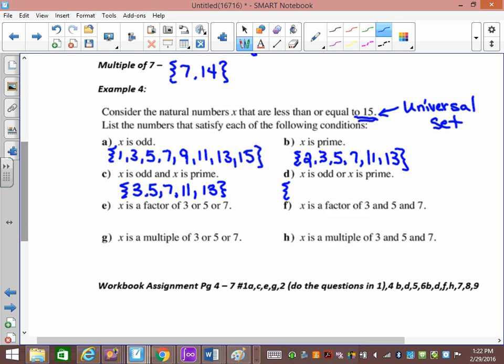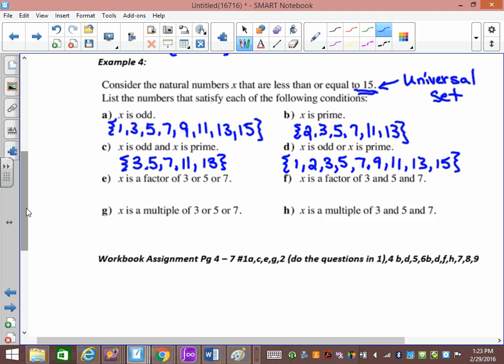So 1 is odd, 2 is prime, 3 is both, that's good. 5 is both, that's good. Does it matter if they're in both? No, that means they're still in either or. They just can be in both too. It doesn't matter. 7, 9, 11, 13, 15. When it's or, you list anything in either of them. So it's often more numbers because you list anything in either of them. And means it has to be in both, or means in either. And it can be in both as well.